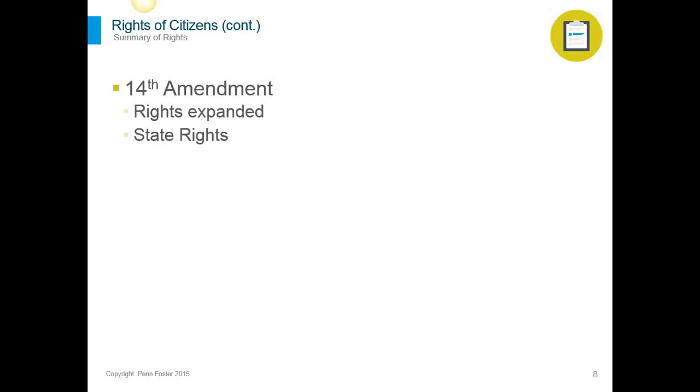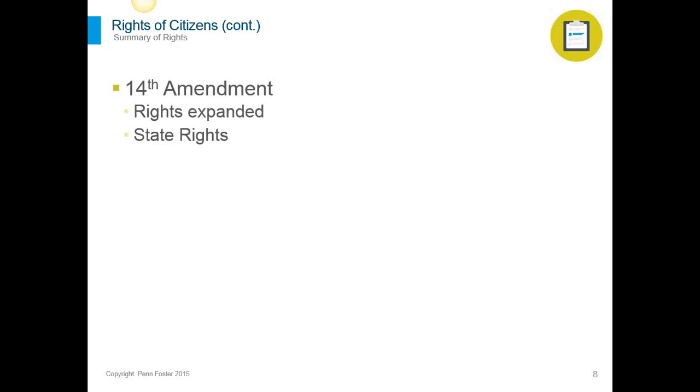The third of what are called the Civil War amendments was the 15th Amendment, which gave African American men the right to vote. But the 14th Amendment really expanded the rights of citizens to all folks, all people who were born in the United States or became naturalized citizens.